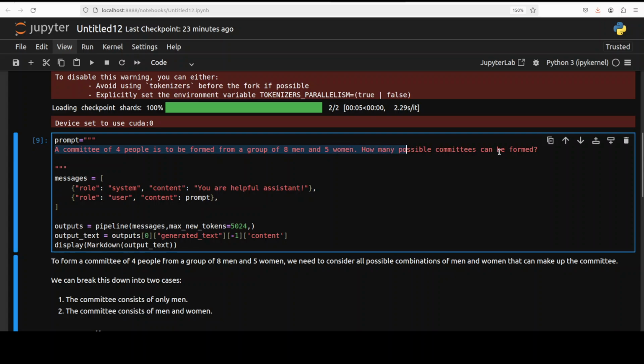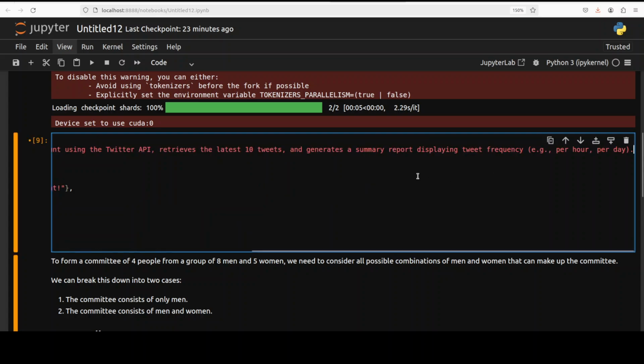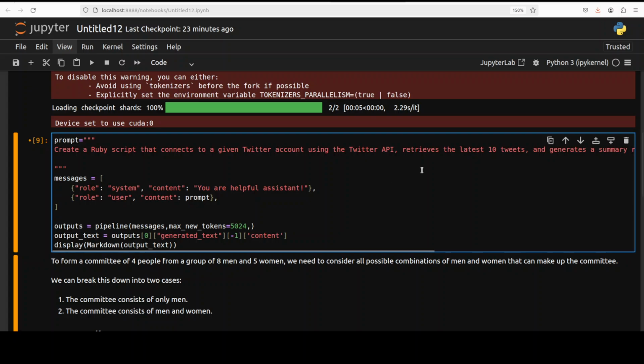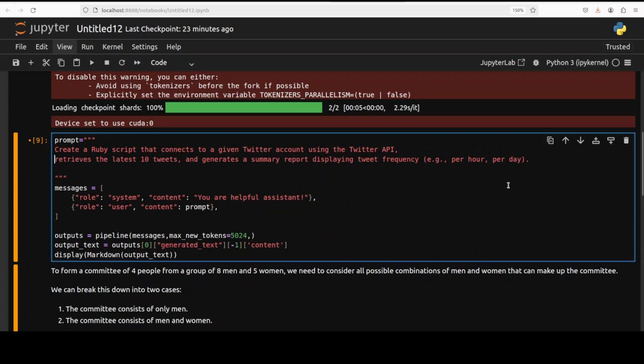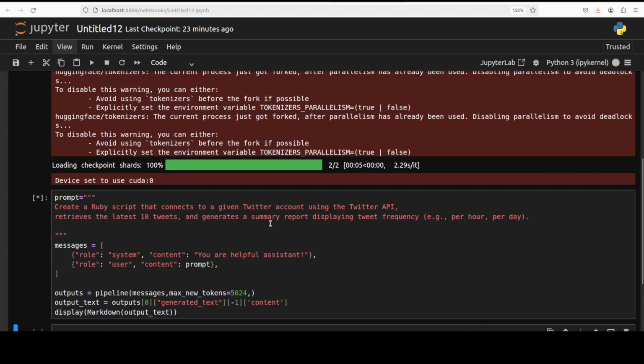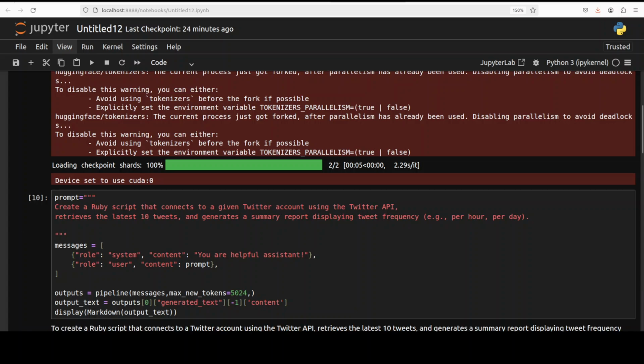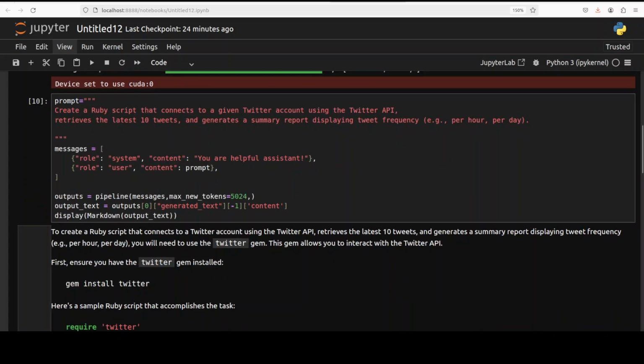Let's try out the coding one. In the coding one, I'm asking it to create a Ruby script that connects to a given Twitter account and does some stuff there. Let's wait for it. And there you go, it has come back with the response.